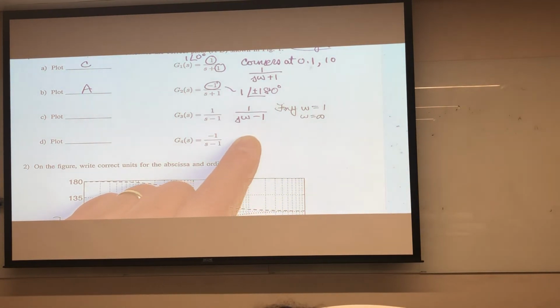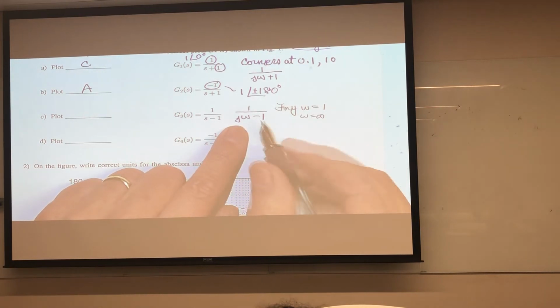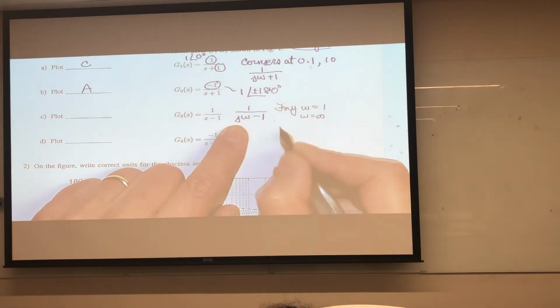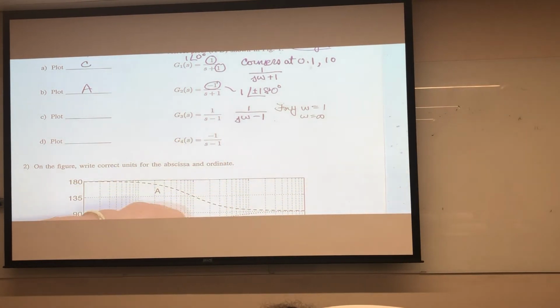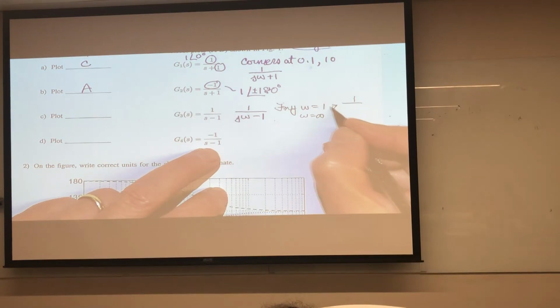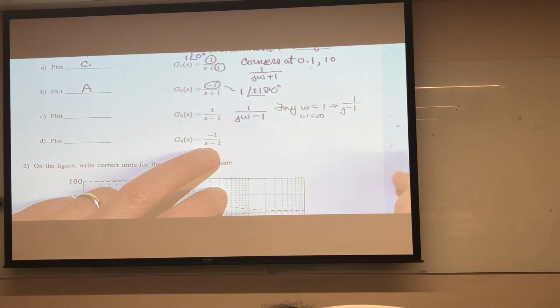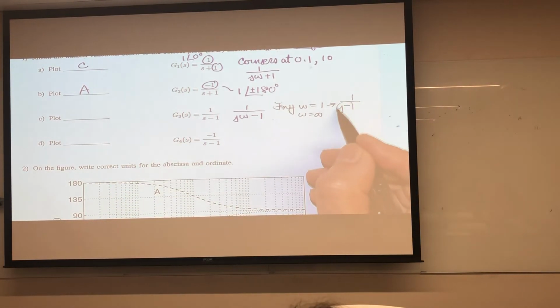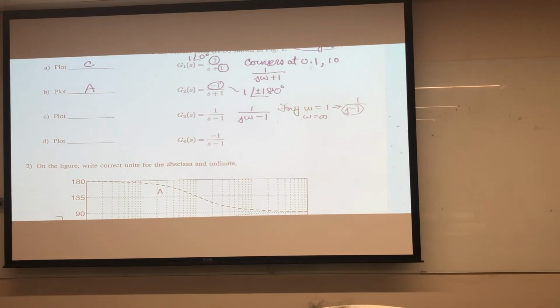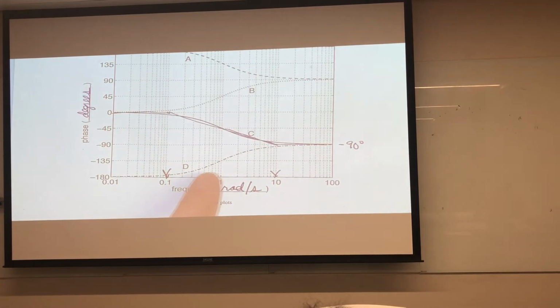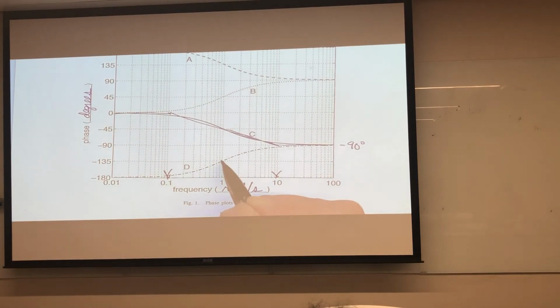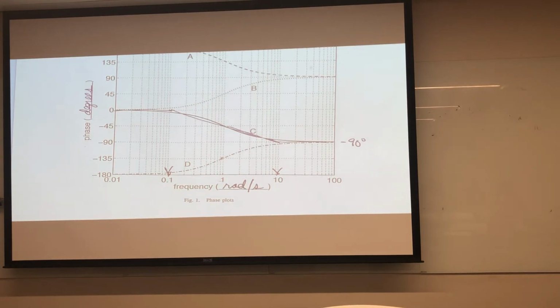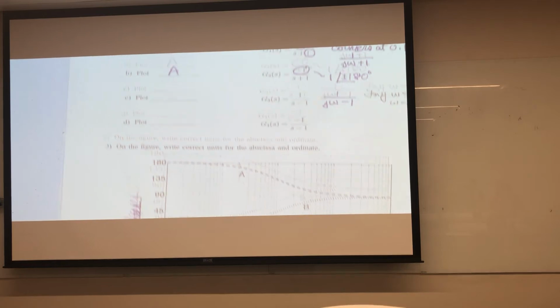Try a couple points. That's what we do. All right. Let's stick in omega equal to 1. Then you get 1 over j minus 1. And take a look at the phase of that. So you look at the phase of this number, but it's on the bottom. So it's negative 1 plus j. Negative 1 plus j has a phase of 135 degrees, but it's on the bottom, so it's negative 135 degrees. So it's right here. When I try omega equal to 1, it matches that number. So the one that matches here is D.